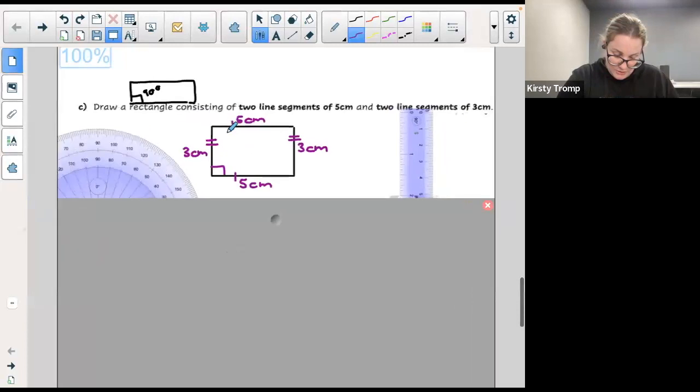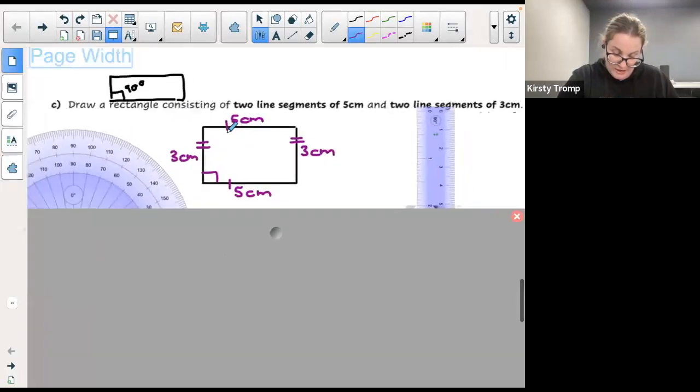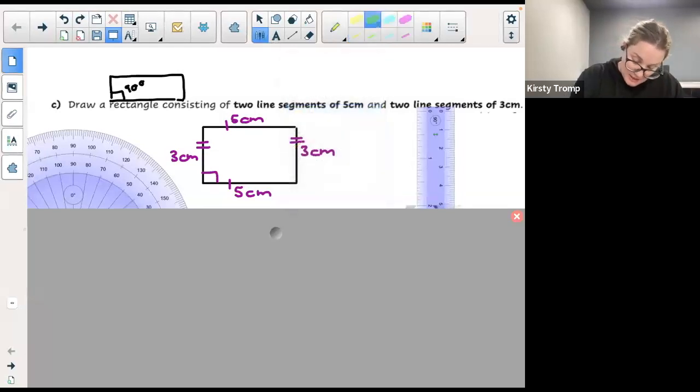All right. So for our question, draw a rectangle consisting of 2 line segments of 5 centimeters, and 2 line segments of 3 centimeters. Okay, there is my rectangle. I see somebody's asking me, why are there 2 lines? Okay, what do these 2 lines here mean? So a line and a line means that those 2 sides are equal.